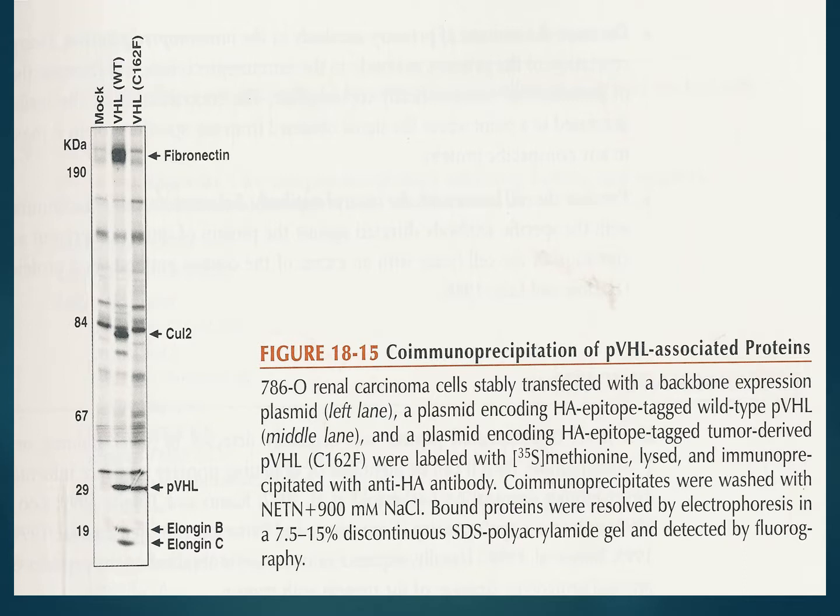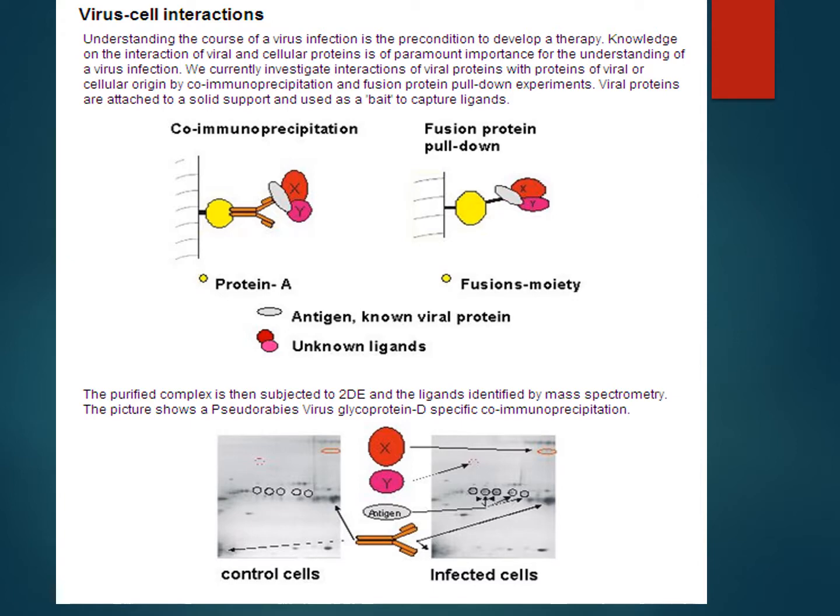So certainly gene therapy would try to figure out a way to reestablish this connection in somebody that had that cancer, that renal cancer. Okay. Just to let you know that there are viruses that will bind to human proteins, and we can use this same kind of precipitation concept to find out what virus proteins bind and who those proteins are.